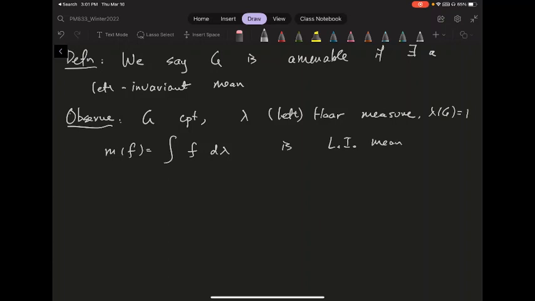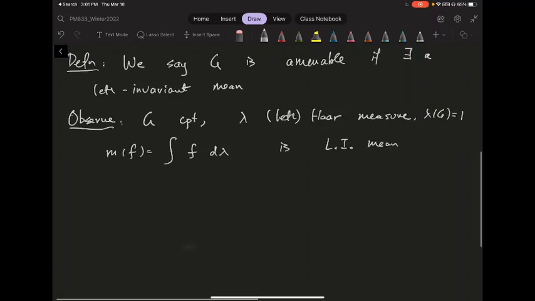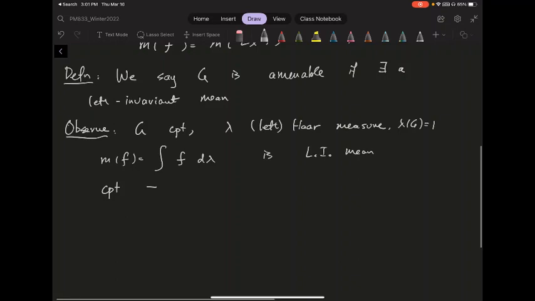So automatically you have that compact groups are amenable. So compact implies amenable. Okay, so that's the first thing you have. Well, not all of these means are going to come from integrating against a measure. And in fact, the means are, well, not really a measure. So we're going to clarify that a little bit first.